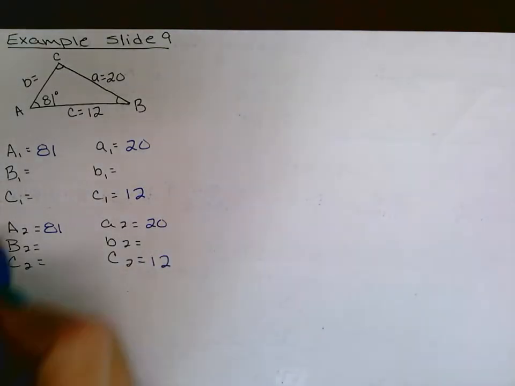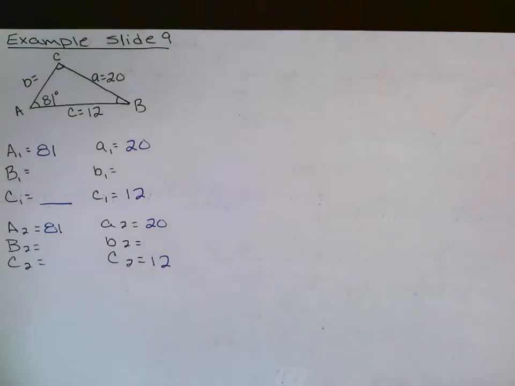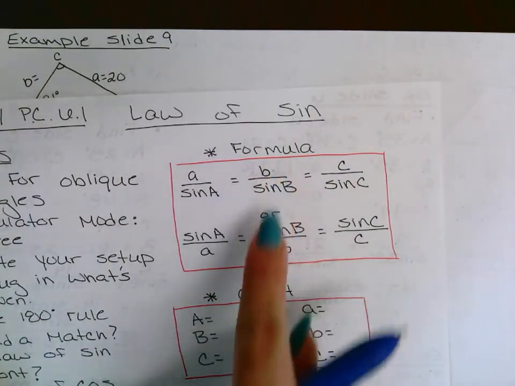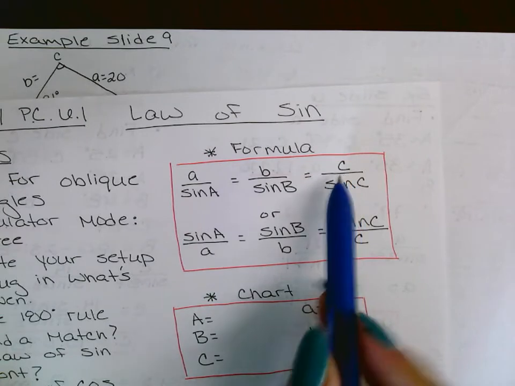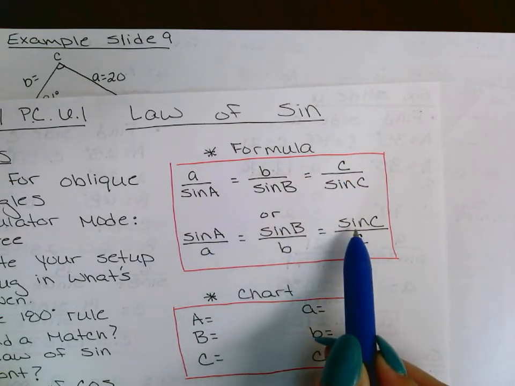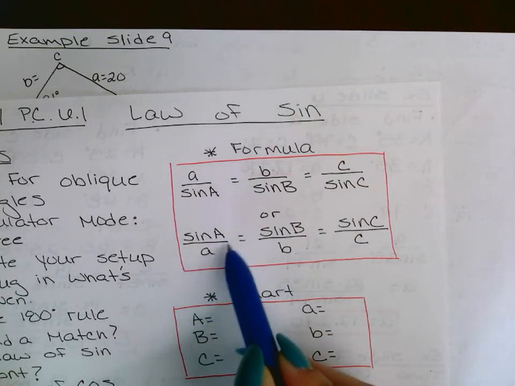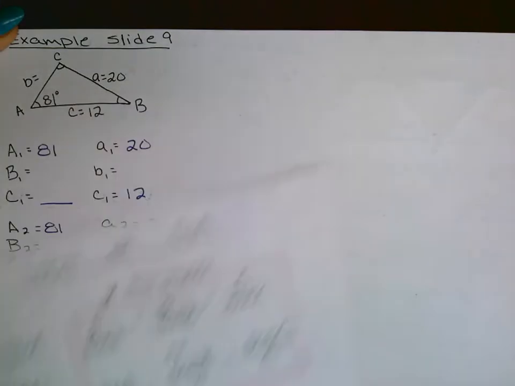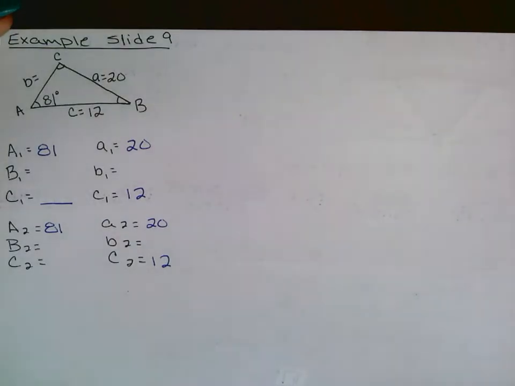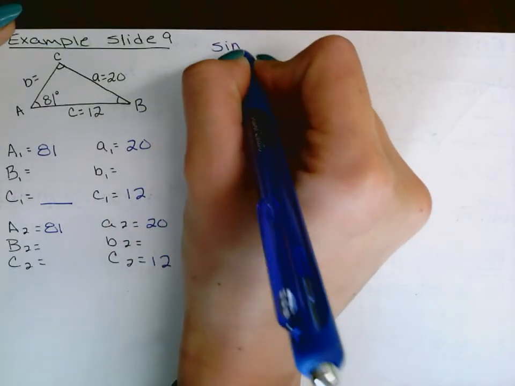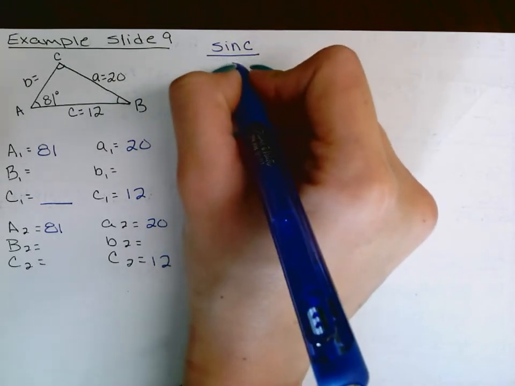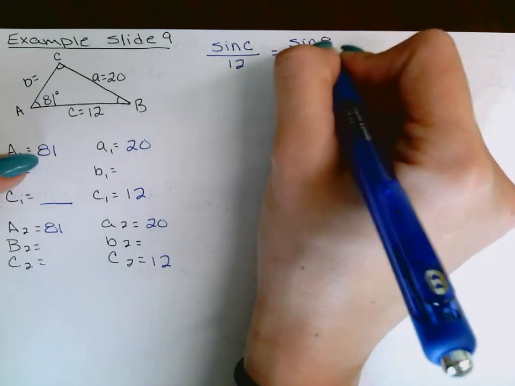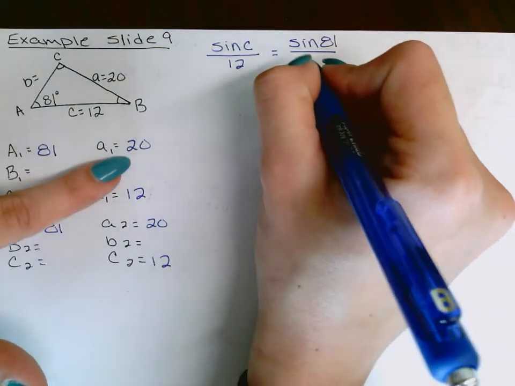Now, my first step is to try and solve for this C. If you remember from last class or last video, here are the formulas. Either one will work. My suggestion was that if you're finding the side, put the side as a numerator, and if you're finding the angle, put the angle as a numerator, okay? So since I have a match with A, I'm going to use this full fraction, and I have a piece of C, so I'm going to use this fraction, okay? So let's set that up. I have sine of C, which I don't know, over side C, which is 12, equals sine of angle A, which is 81, over side A, which is 20, okay?